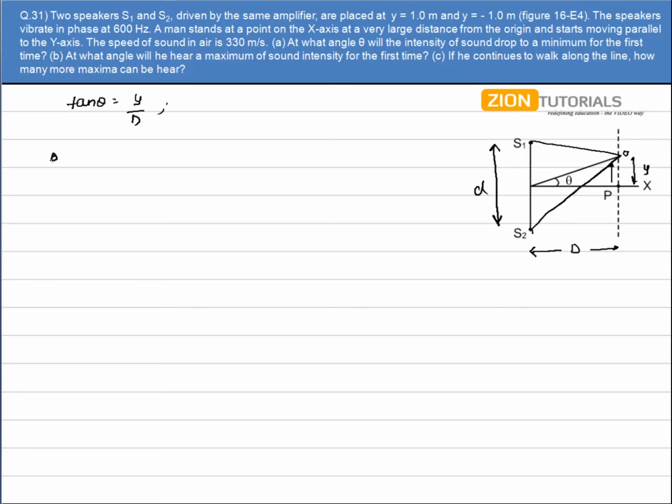So for minimum we know that path difference is given by (2n plus 1) lambda by 2, and for the first minima n should be equal to 0. So delta x comes out to be lambda by 2. Now this path difference delta x will be equal to what? S2O minus S1O.